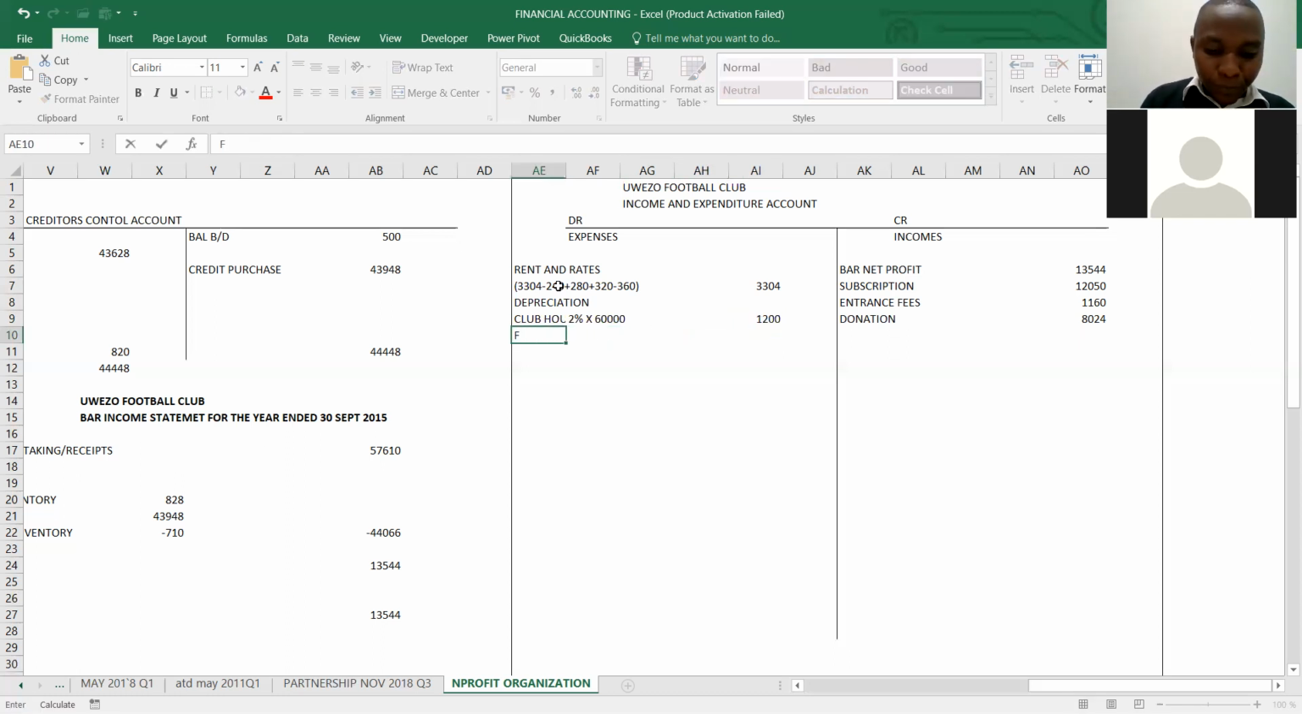Fixtures, they have given us 10% on cost again. Fixtures ni 15,000. So it will come to 1,500. Another depreciation is equipment.